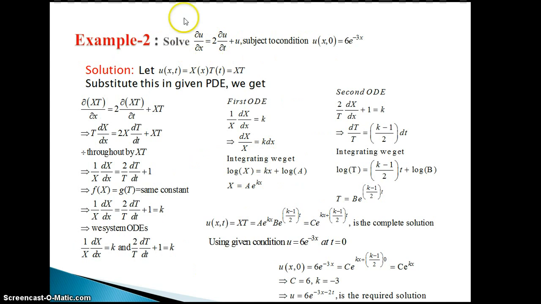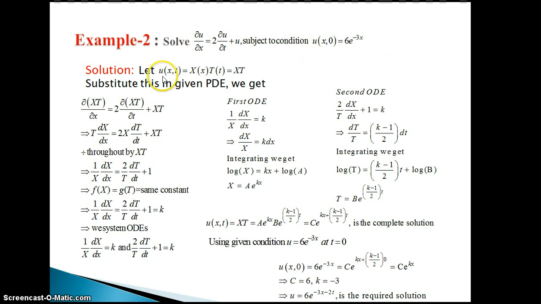So in the next example, I've considered: solve ∂u/∂x is equal to 2 times ∂u/∂t plus u, subject to the condition u(x,0) is 6 times e power minus 3x. So here I've taken a problem with a condition. This is called an initial condition because at t equal to 0, this is the solution.